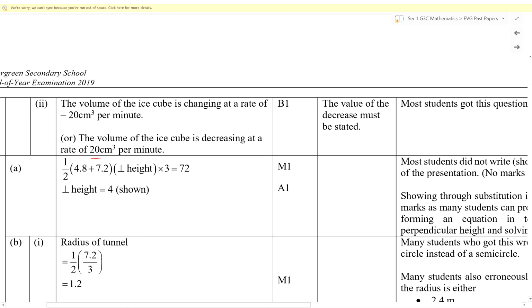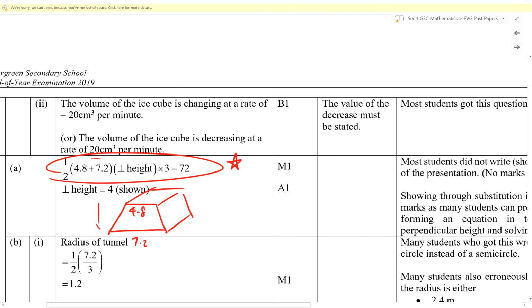Next, question 8. Generally well done. I've seen many of you manage to write out this statement. Okay, this is key. So we have half times the sum of parallel sides. Here we have 4.8, 7.2, and the perpendicular height of unknown, which is h, and this is 3. So half times the sum of parallel sides, 4.8, 7.2, multiplied by the unknown height, multiplied by 3, you give me 72. So from here, you divide and you obtain the perpendicular height to be equal to 4.